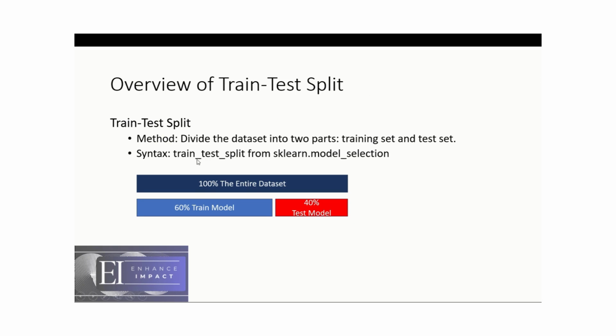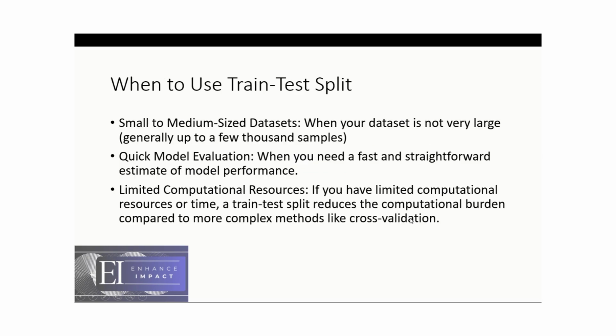Here in this picture we have the data set, which is 100% or the entire data set. We take it and we just break it into parts. 60% train, 40% test, and you can alter the percentages based off of the information that you have on your data or whatever your needs are.